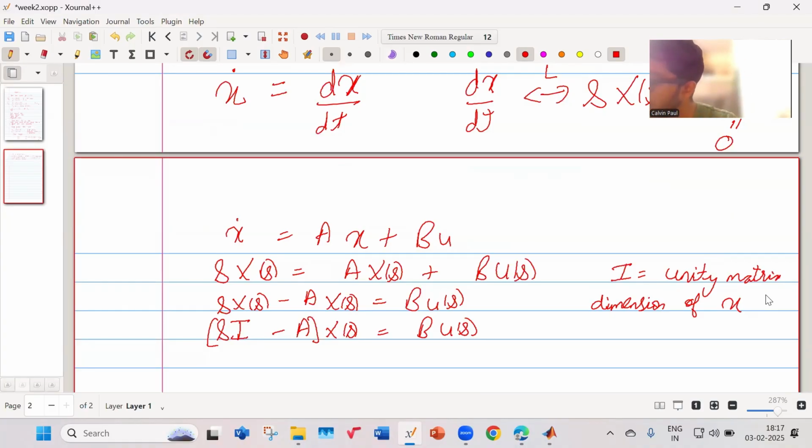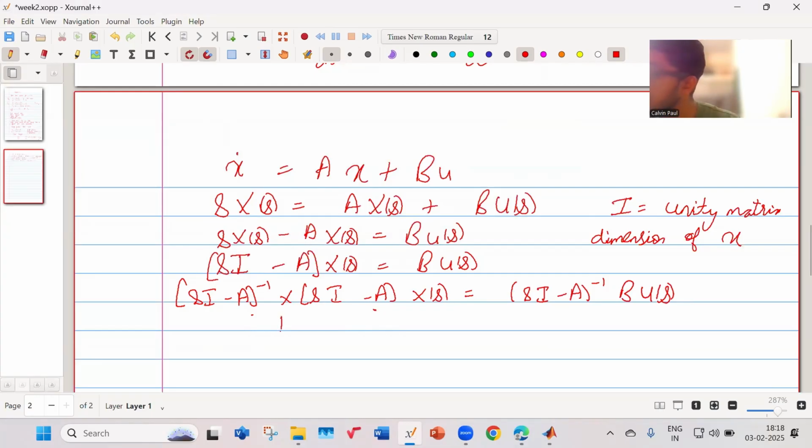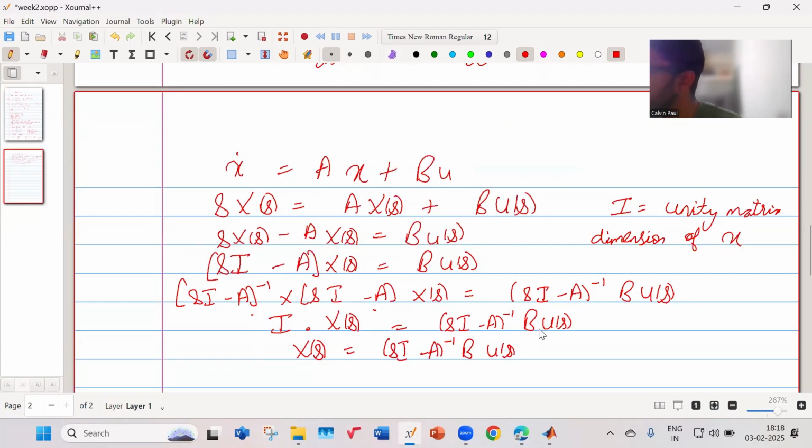So now what do we do? We pre-multiply by (sI minus A) inverse. (sI minus A) inverse into (sI minus A) into X(s) is equal to (sI minus A) inverse into BU(s). So (sI minus A) inverse into (sI minus A) is your unity matrix I, into X(s), equal to (sI minus A) inverse into BU(s). So your X(s) is equal to (sI minus A) inverse into BU(s).